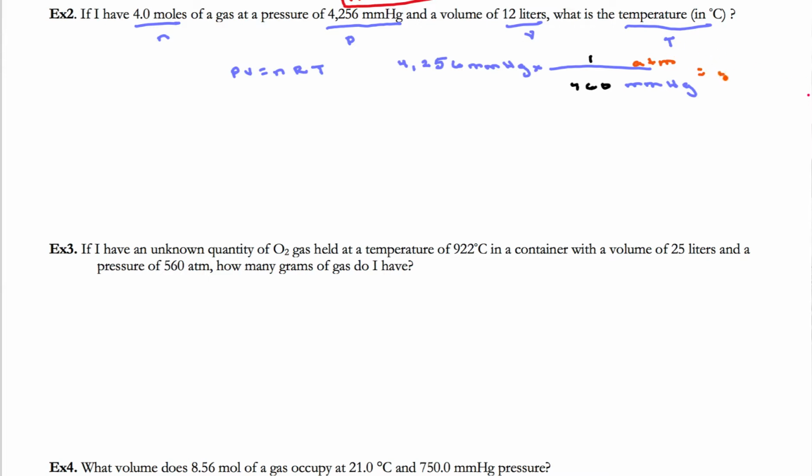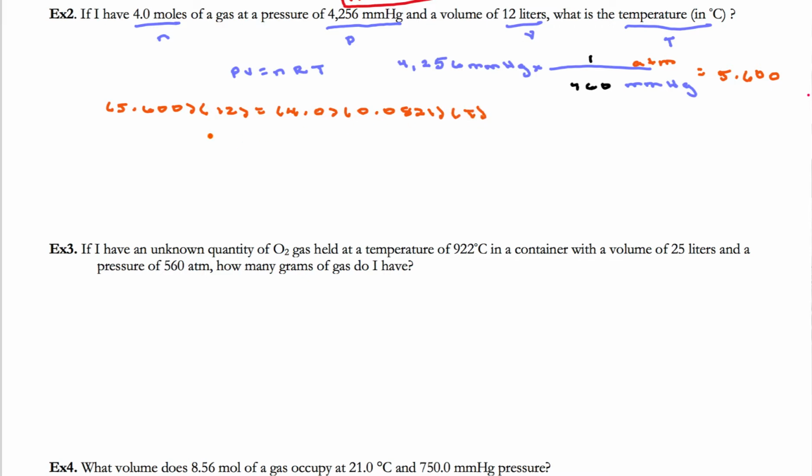Now keep in mind, to keep with the correct number of sig figs, this should be 1, 2, 3, 4 sig figs, so 1, 2, I'm going to add 2 zeros to this, but that is my pressure in atmospheres. So now I can plug it into my equation, so 5.600. I know my volume is 12 liters. I, in this problem, know my number of moles, it's 4.0 moles. My R is my gas law constant, 0.0821. And then I'm going to solve for my temperature.